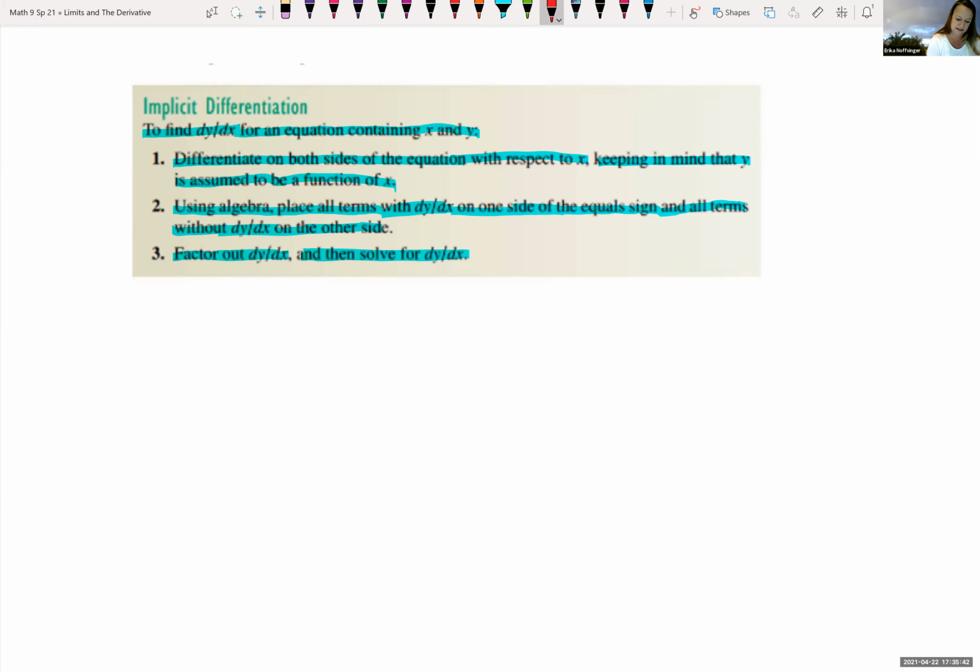So again, this one piece, when we differentiate, we want to keep in mind that y is a function of x. So we're using the chain rule. So if we did d dx of y, that's telling me I haven't taken the derivative yet. This is equal to 1 times dy dx. Okay, so let me pull some examples.